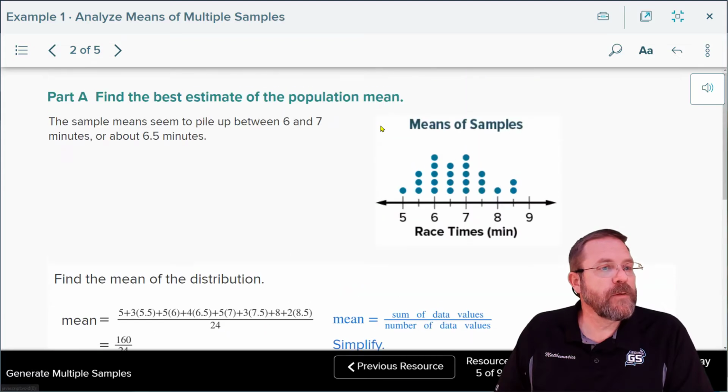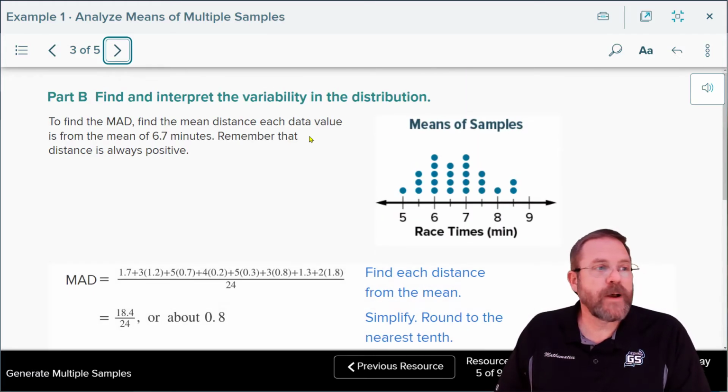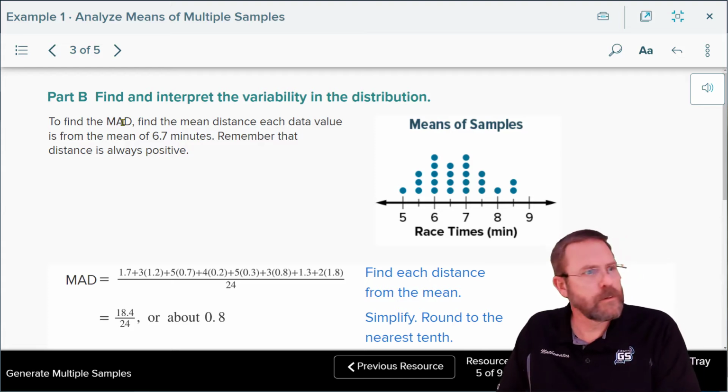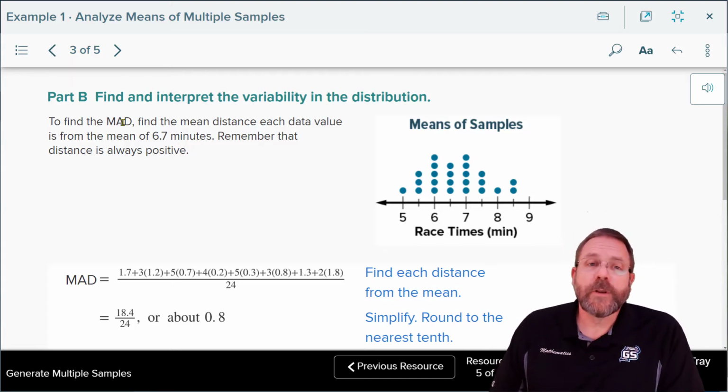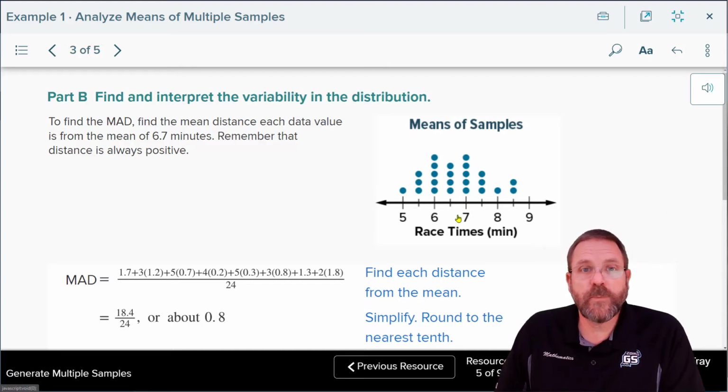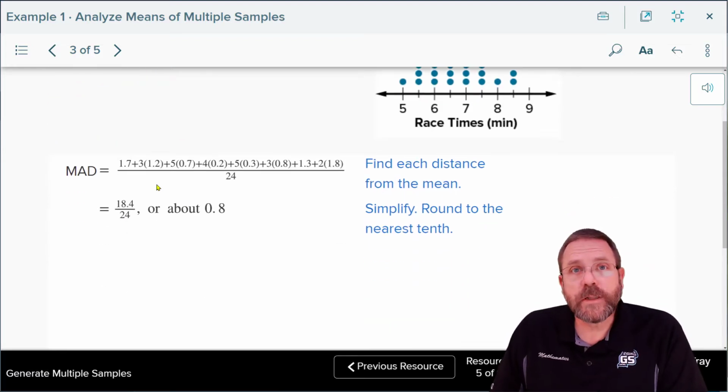Now that we have found the mean of the entire sample, it's time for us to find the mean, what's that term, mean something deviation. Hold on. The A is absolute, mean absolute deviation. So it says to find the mean absolute deviation, find the mean distance each data point is from the mean of 6.7. Remember that the distance is always going to be positive. So what you had to do is take the 6.7 and find out how far each one of these points were from 6.7. Fortunately, they did that for us.